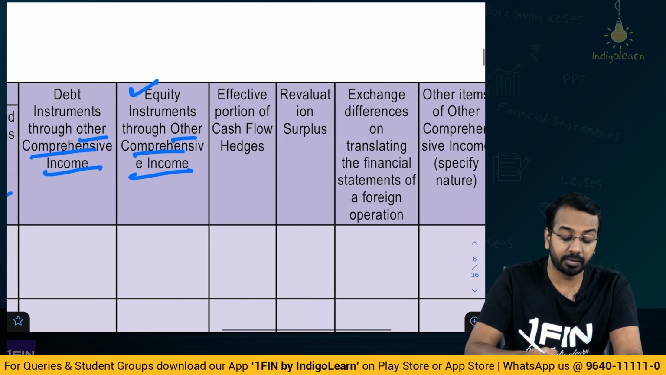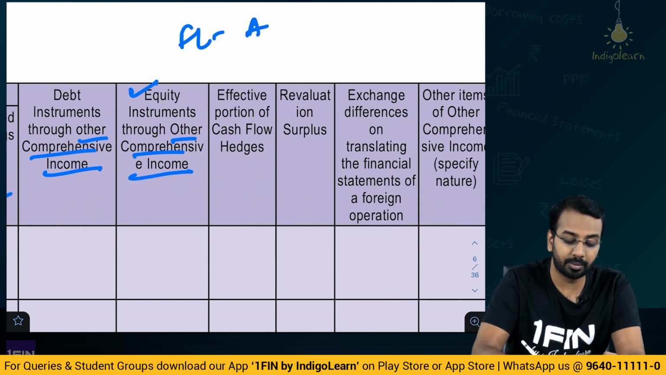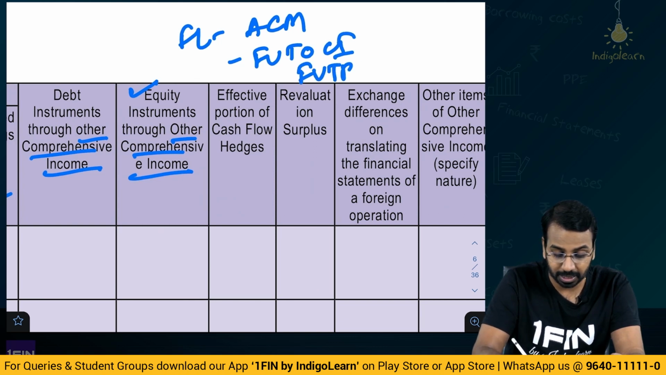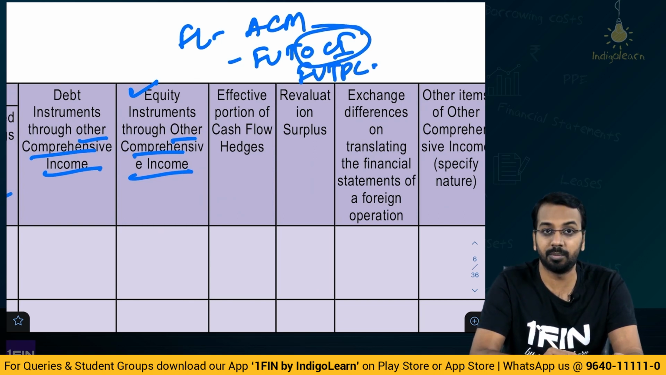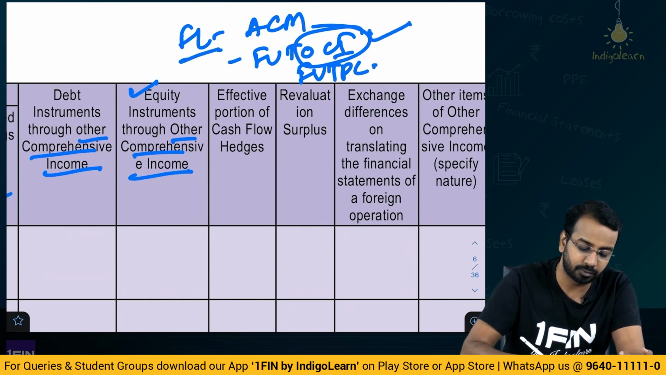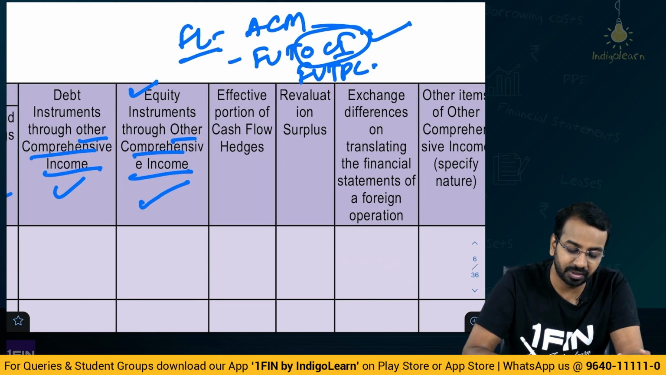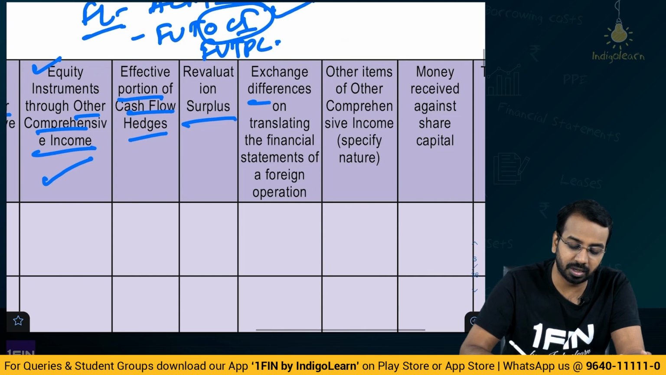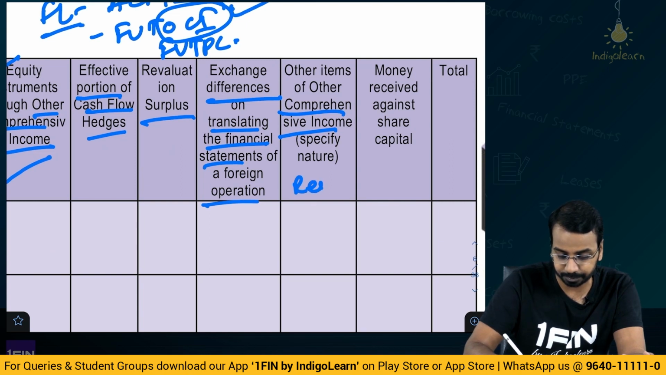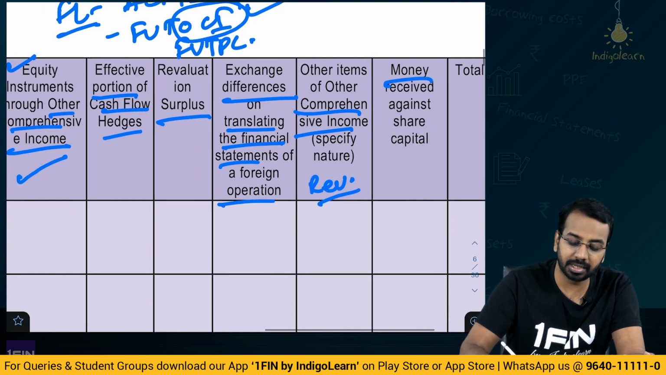We have understood that. Financial liabilities, you can have amortized cost method, then you can have fair value through other comprehensive income, and you can have fair value through P&L. Now, when you say fair value through other comprehensive income, you are not classifying financial liability as equity, but this OCI balance you will have to present it separately. Okay, then if there is a cash flow hedge, what is the effective portion? Revaluation surplus, then exchange differences on translating the financial statement of foreign operation, any other item of OCI, for example, revaluation reserve, then money received against share capital.